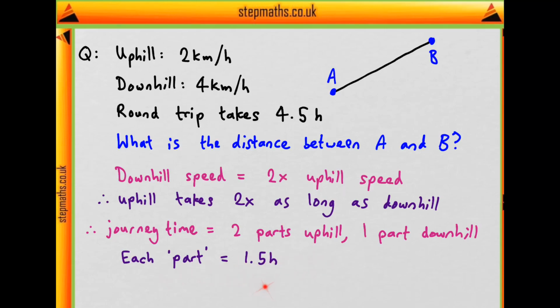So how can we use this? Well, we know how long each part of our journey takes now, because we know uphill takes 2 parts. So 2 times 1.5 is 3 hours. Then the remaining 1 part is the downhill part of the journey.